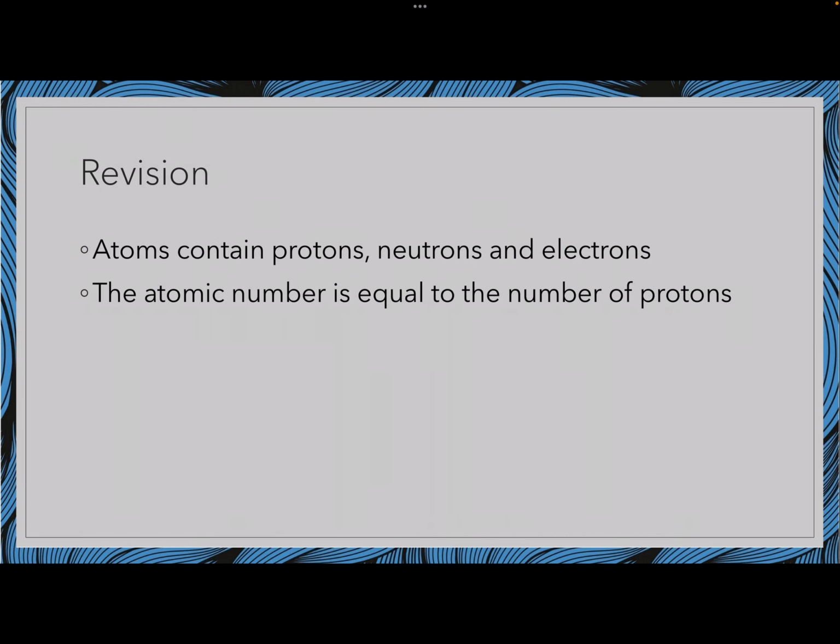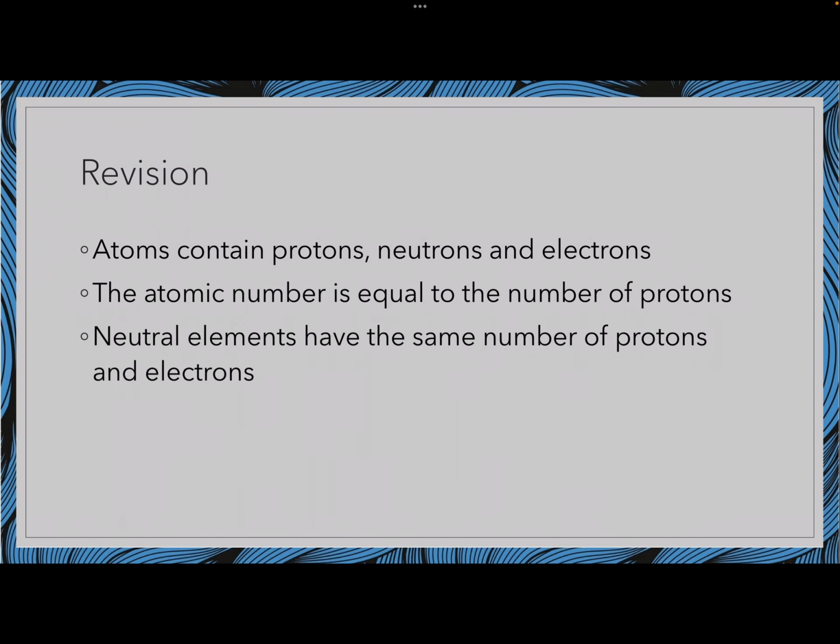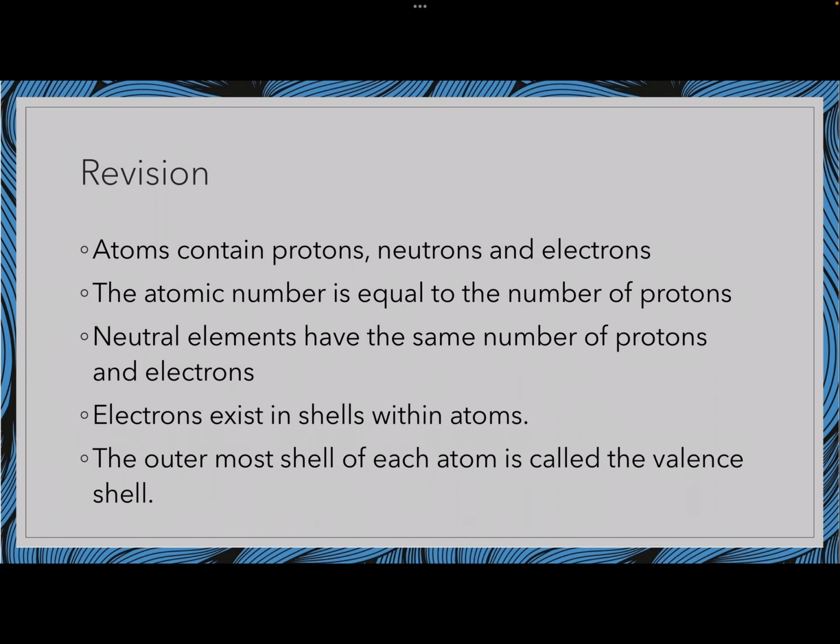So atoms contain what? Well, they contain protons, neutrons, and electrons. The atomic number is equal to the number of protons. Neutral elements have the same number of protons and electrons, as opposed to ions, which have different numbers of protons and electrons. Electrons exist in shells within atoms, and the outermost shell of the atom is called the valence shell. Okay, so you might remember all of that stuff from structure of the atom. So that actually helps us a bit with today, because a lot of the trends on the periodic table actually relate to valence shells and the actual shells as well, or like the total number of shells.